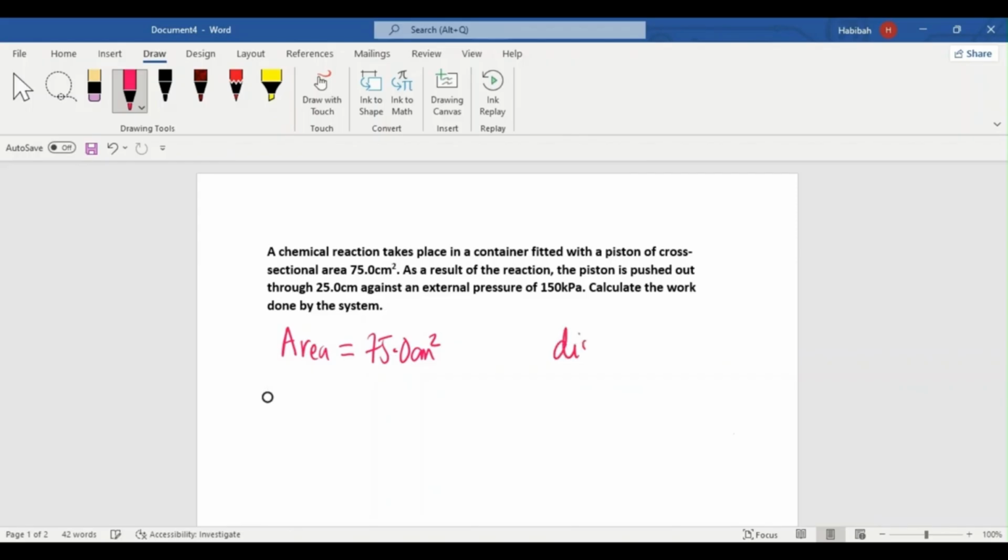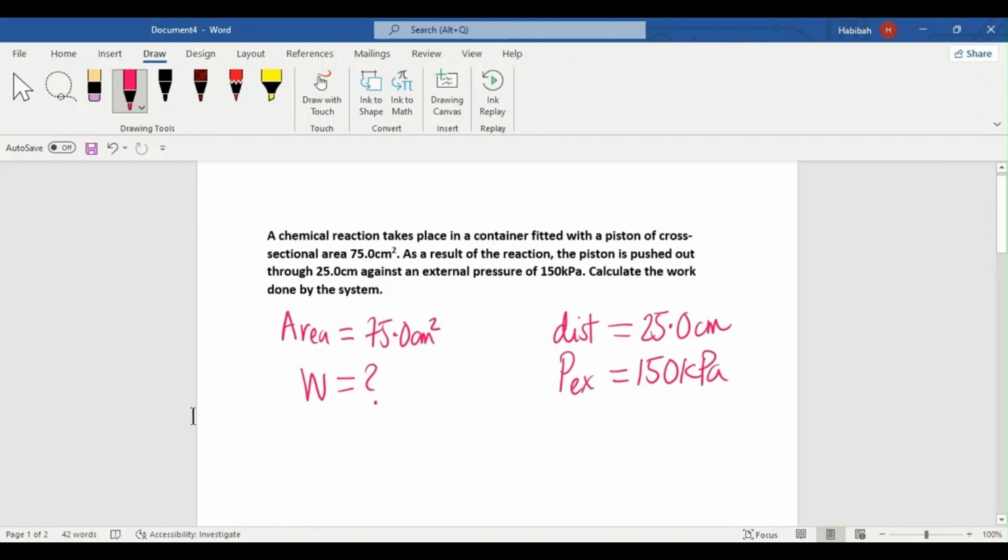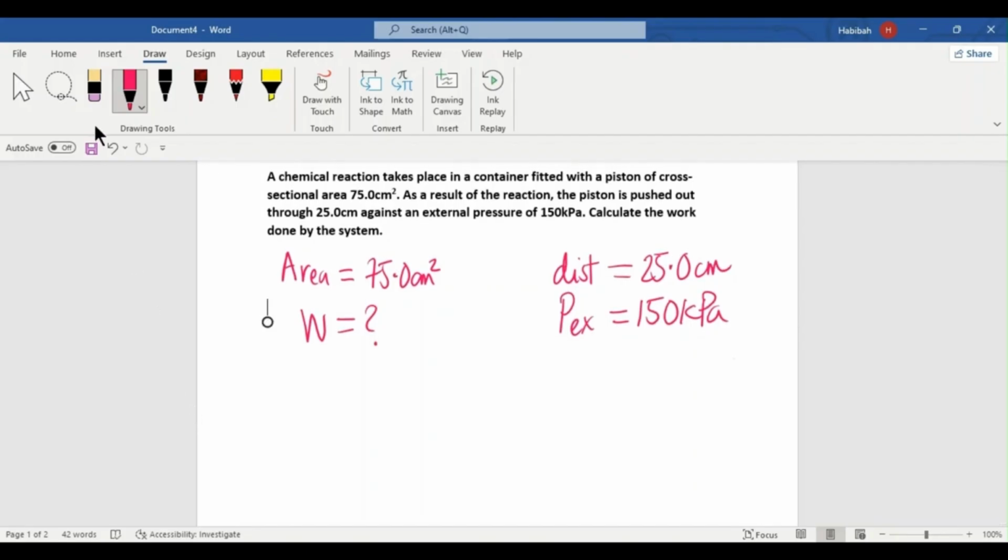So we have a distance traveled by the piston as a result of the reaction to be 25.0 centimeter. And this happens against an external pressure, so P external, which is 150 kilopascal. And we're asked to find the work done by the system. Now, the first thing you have to do in a question like this is to draw, so that you can see the reality of what you're working with. So the first thing you do is draw the piston before the reaction.